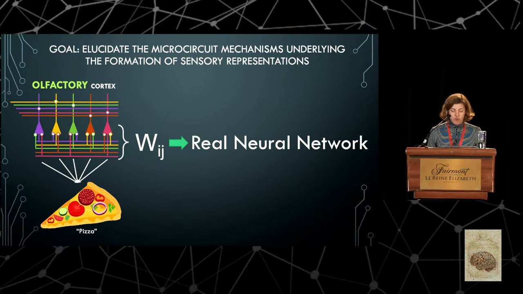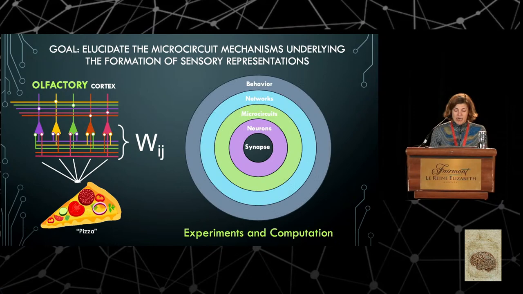And what I'm really interested in is how these real neural networks, and particularly the microcircuits within them, influence this weight matrix. How do we go about this? Well, we use a variety of techniques, experimental and computational, and we're trying to work at all levels of the system. We start at the synapses, and we're going to build out to behavior and vice versa. This circle diagram will serve as a roadmap for how we're going to do this throughout the experiments I'm going to explain to you.